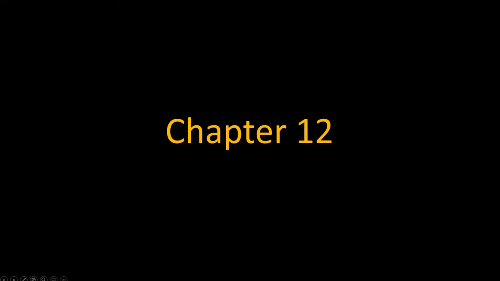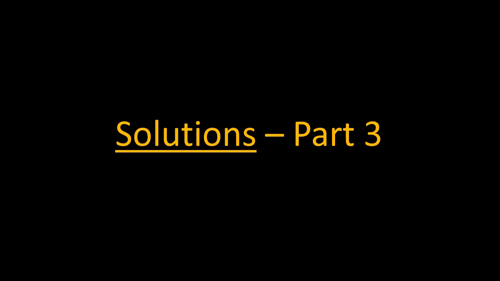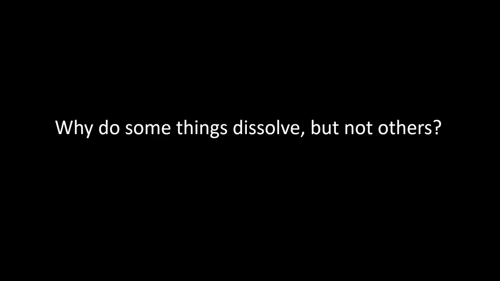Hello, ladies and gentlemen. Welcome back to Chapter 12. We are on Part 3, talking about chemical solutions. We have been talking about things dissolving, but the question is, why do some things dissolve but not others? You can put something in one substance and it'll dissolve, but it won't dissolve in something else. So the question is why does that happen?